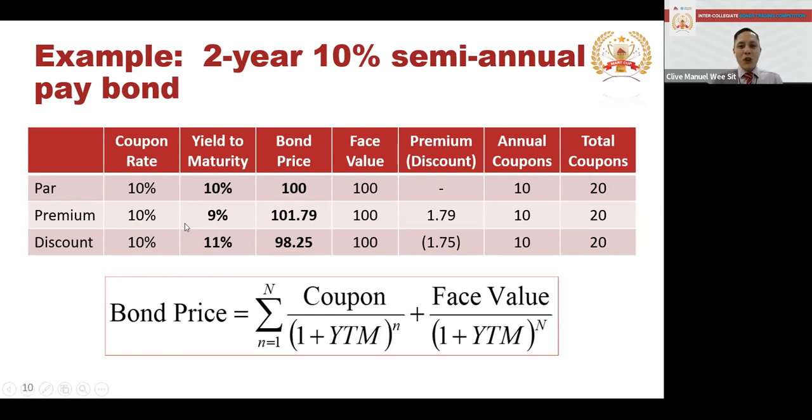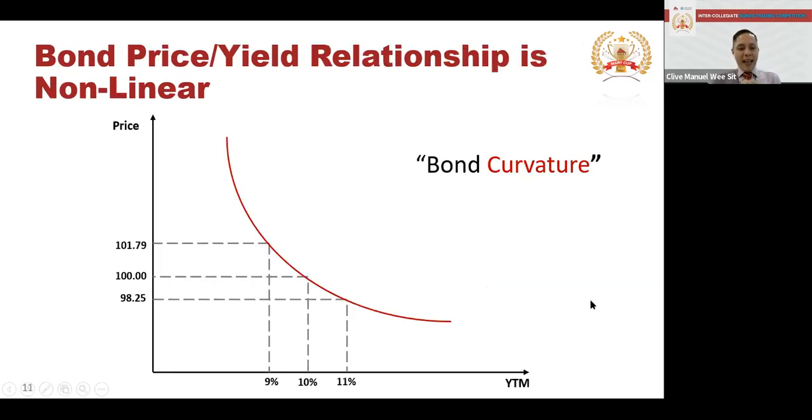Now, let me show you one thing here, right? It's noteworthy that bonds exhibit a very unique characteristic known as bond curvature, okay? Bond curvature or bond convexity. Now, the price and yield relationship is nonlinear. It's curved, in fact. And this illustration or this graph shows you this relationship. Now, what do you notice?